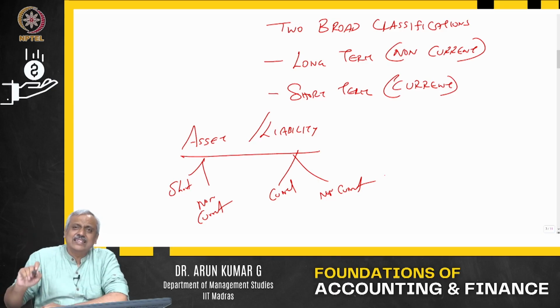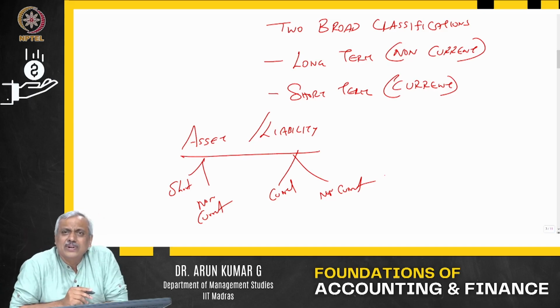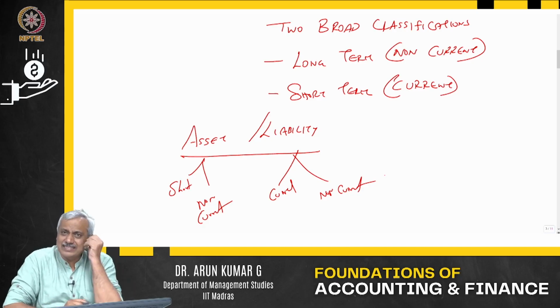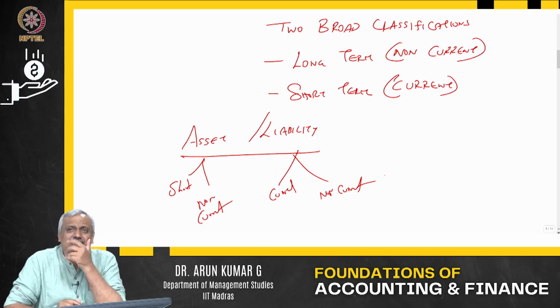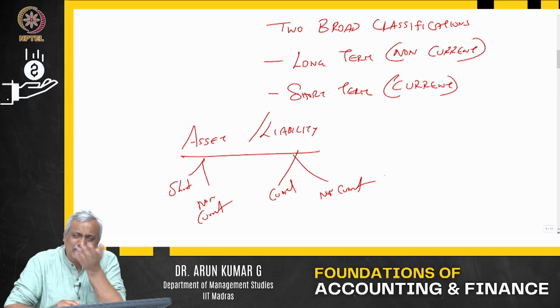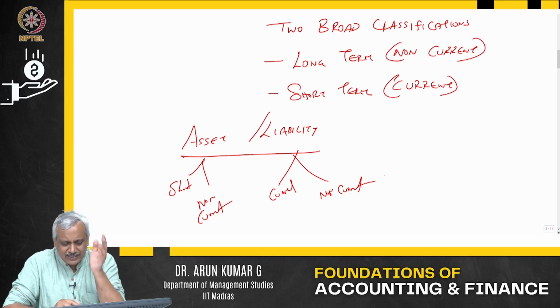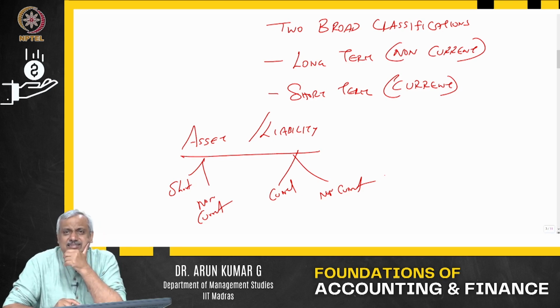Any asset which does not change form, which remains as it is, is non-current. Patent, for example: I own a patent, the patent remains a patent. It has a value, it of course depreciates and everything, that is fine, but it remains a patent. These are all called non-current assets.